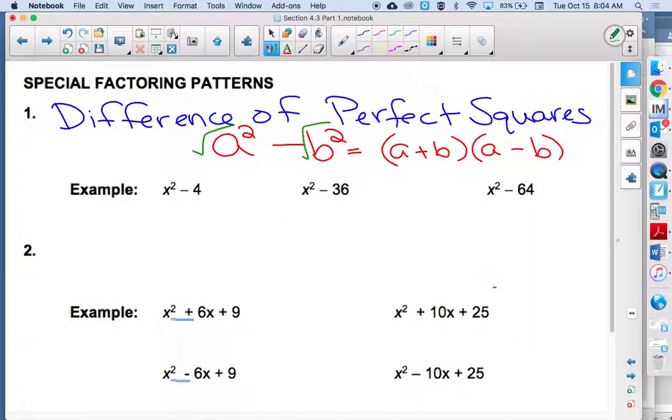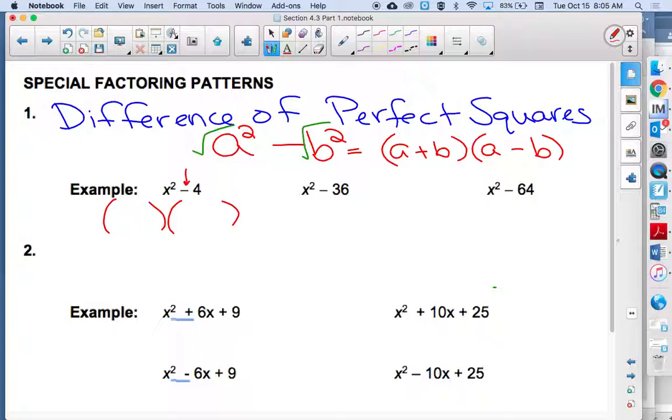So if you look at the 3 examples underneath, we have x squared minus 4. So again, this is a pattern. It must be a difference. If it's not a difference, it doesn't work. It's the difference of perfect squares, and they have to be perfect squares. So we have to be able to take the square root of 4.